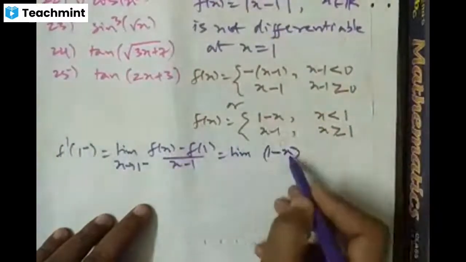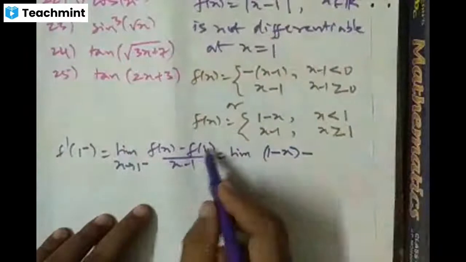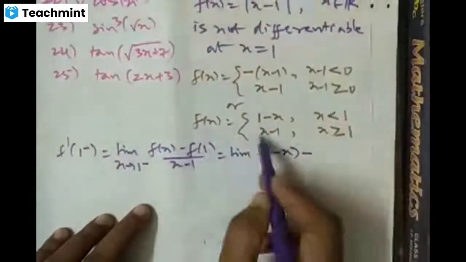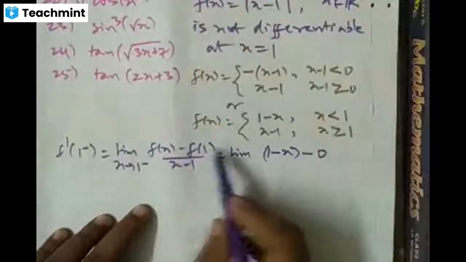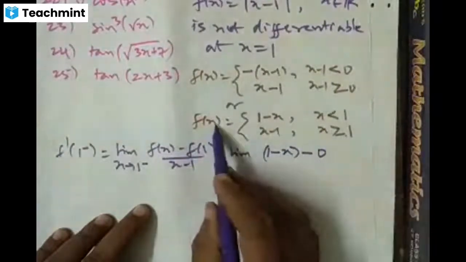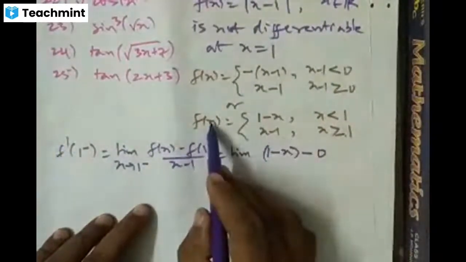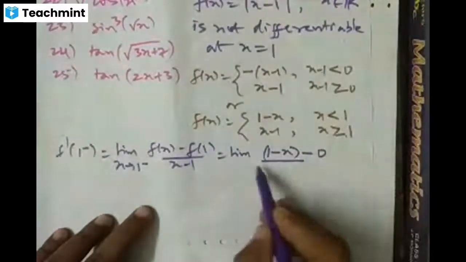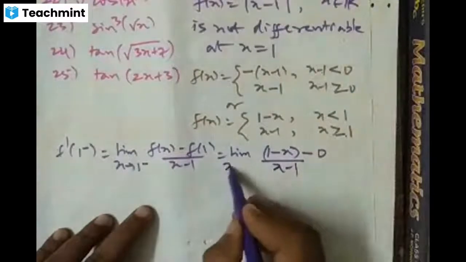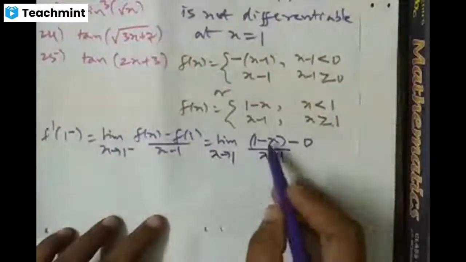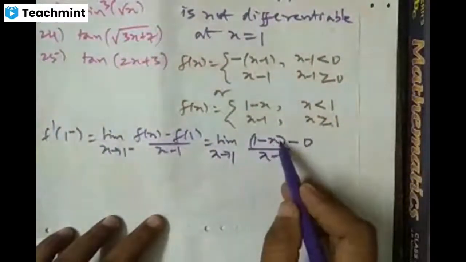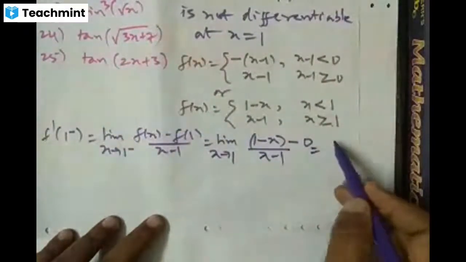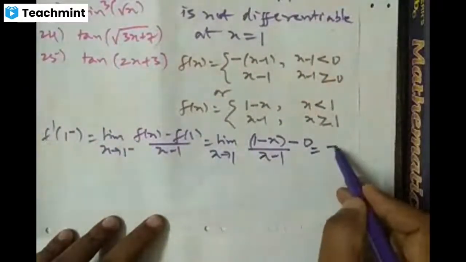f of x is 1 minus x, minus f of 1. When x is 1, f of x is x minus 1, so put x is 1 here. f of 1 is 1 minus 1, that is 0, divided by x minus 1 as x tends to 1. Okay, so 1 minus x is nothing but minus of x minus 1. So after simplification, we get limit of negative 1.